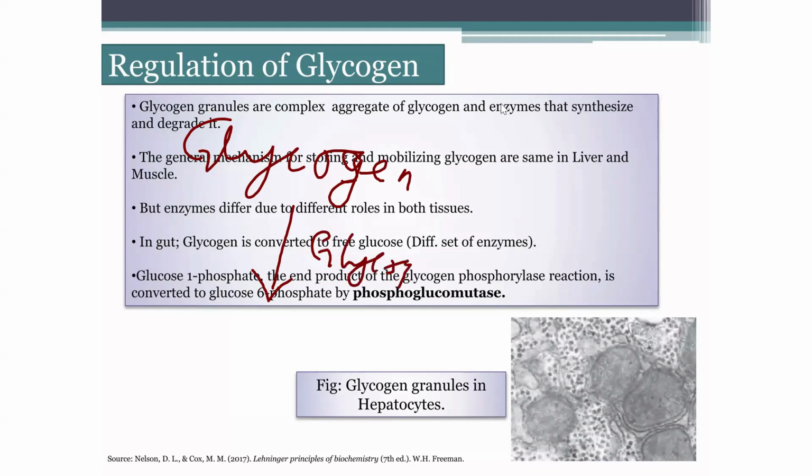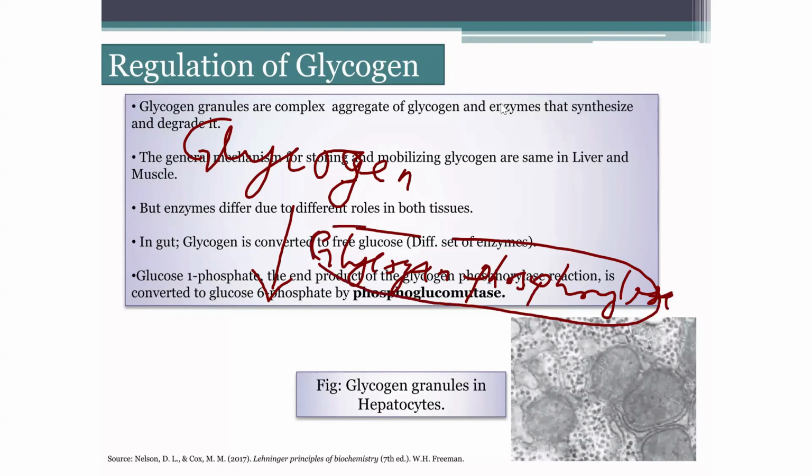That is the name of the enzyme, glycogen phosphorylase. What this enzyme does is start breaking down, chopping off these complex glycogen molecules into glucose 1 phosphate.